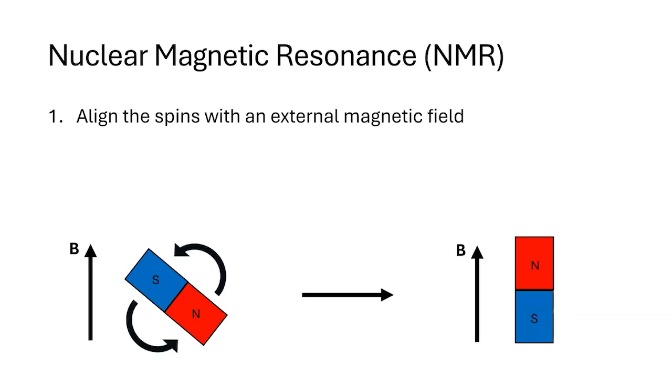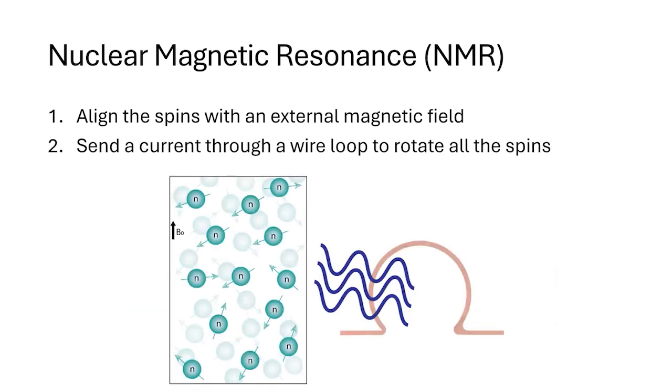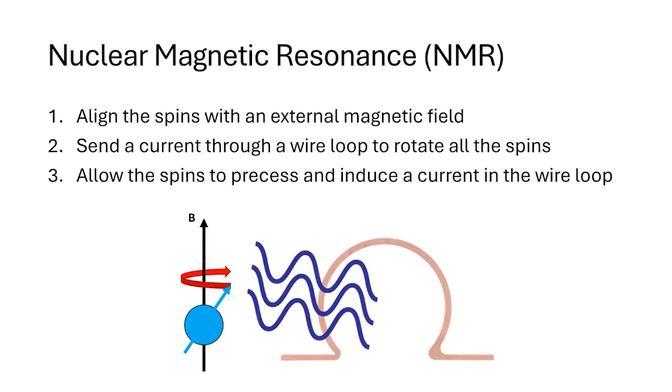My research is in nuclear magnetic resonance, or NMR, and there are three basic steps to doing an NMR experiment. Step one is to align the spins with an external magnetic field. Step two is to send a current through a wire loop that's next to the sample, which will generate a secondary magnetic field, which will rotate all of the spins. And then in step three, we turn this current through the wire loop off, and we allow the spins to precess around the original magnetic field.